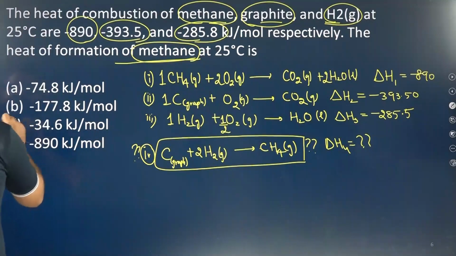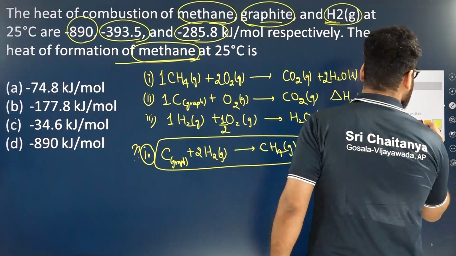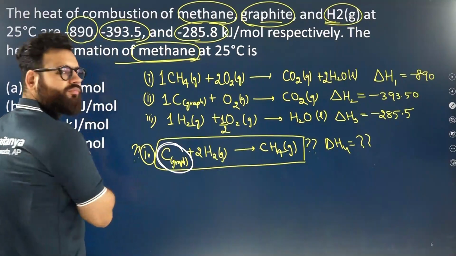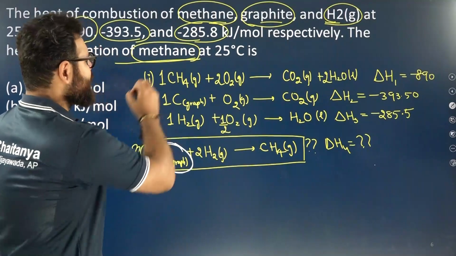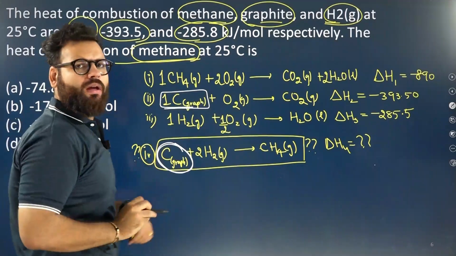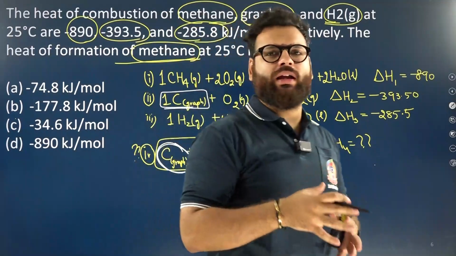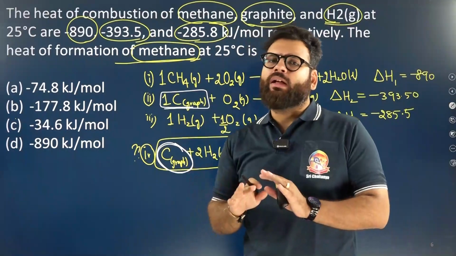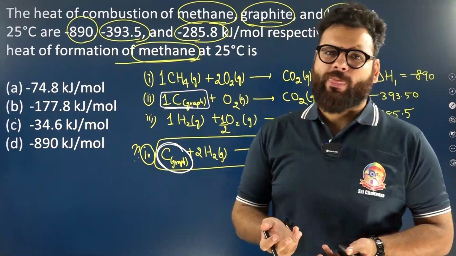Now, to reach here, what should I do? I need graphite on the left hand side. Which side? Left hand side. Where is our graphite? It is already on the left hand side. Whenever you want a reactant on the left hand side and it is already on the left hand side, you just add those equations. Okay.